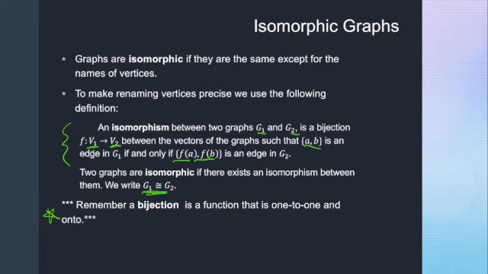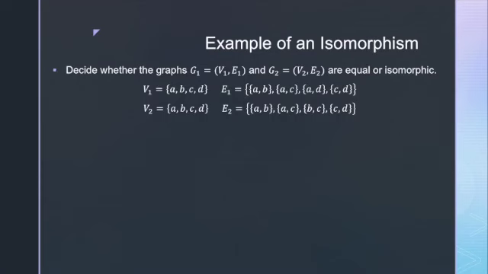Okay, so let's go ahead and work through an example. We need to decide whether the graphs G1 and G2 are equal or isomorphic. So the first thing I need to check is whether these two graphs are equal. So let's take a look at their edges, right? What are their edges named? AB, okay. AC, okay. CD, okay. Here's where we have an issue, okay? These are not equal because AD doesn't equal BC.